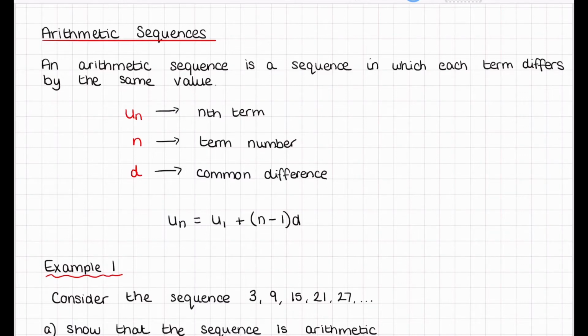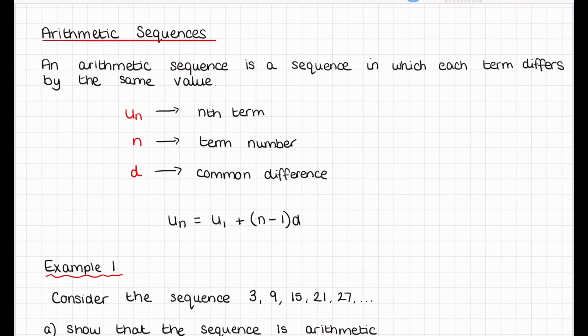We now have arithmetic sequences, or some people call them arithmetic sequences. It's your preference. I use arithmetic. So an arithmetic sequence is a sequence in which each term differs by the same value. And the terms that we have in our equation are un, which is the nth term, which we saw in the last video, n, which is the term number, and d is the common difference.